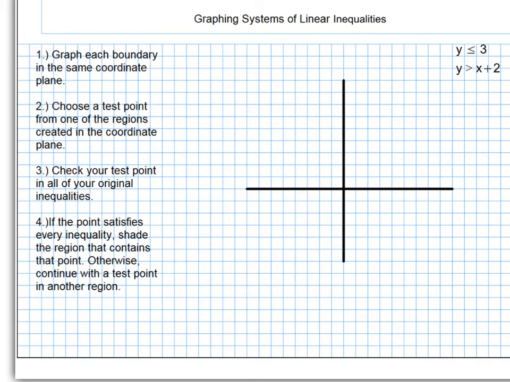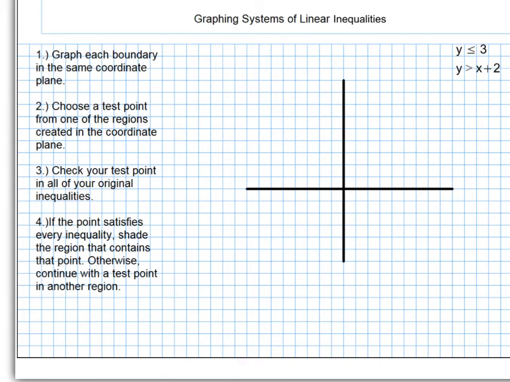When we need to graph a system of linear inequalities, we start by graphing each boundary in the same coordinate plane. I'm given two inequalities here: y is less than or equal to 3, and y is greater than x plus 2. I have to first graph the boundary of y is less than or equal to 3, which is going to be a solid line because of the "or equal to", and it's going to be a horizontal line that passes through y equals 3.